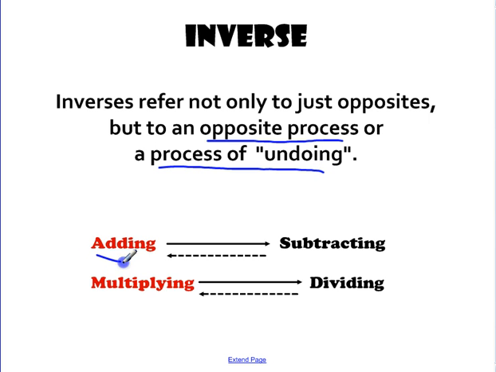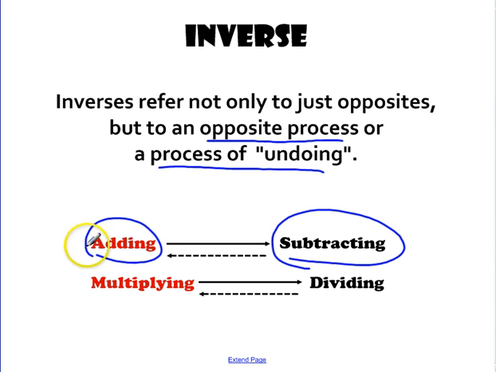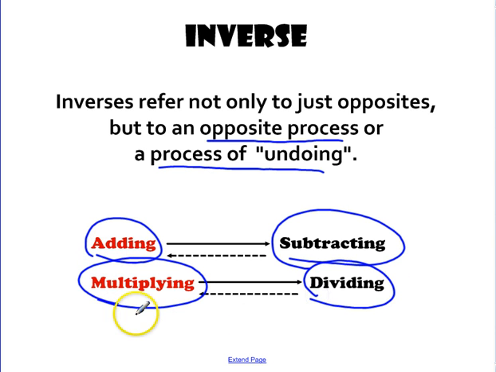So when you talk about adding, subtracting is the opposite process, or it will undo adding. It also goes the other direction. Adding will undo subtracting. Multiplying will undo dividing, and dividing will undo multiplying. So they are inverse processes of each other.